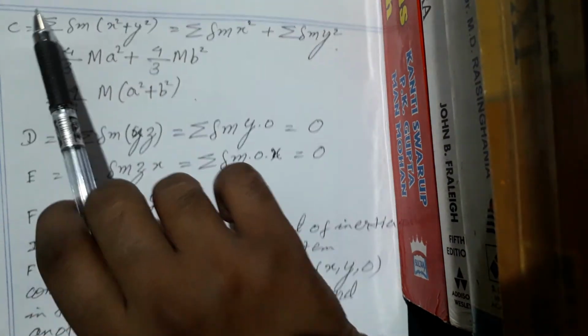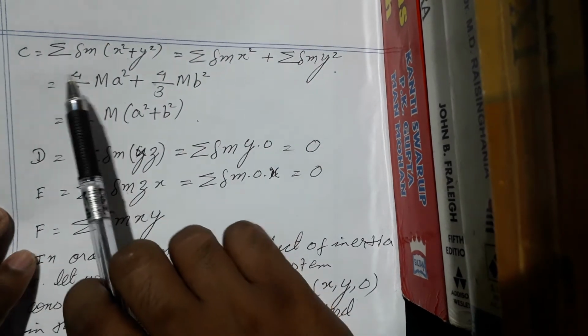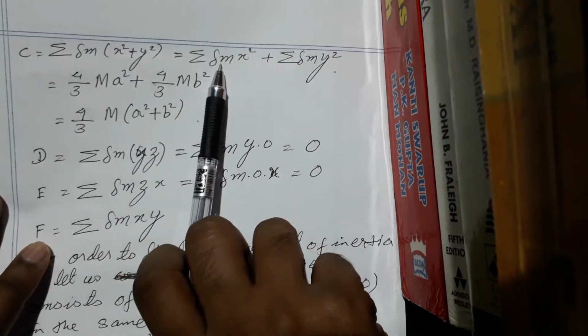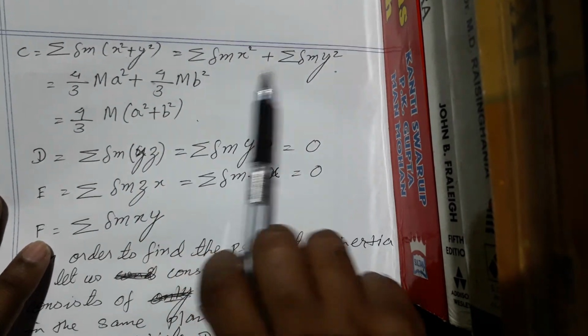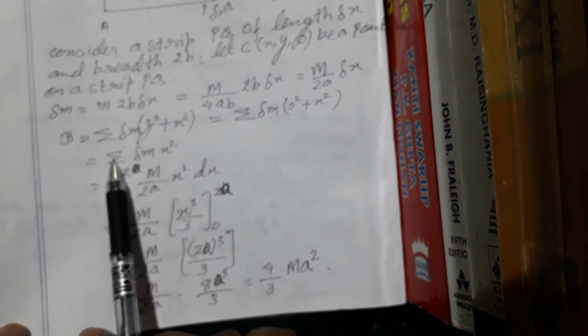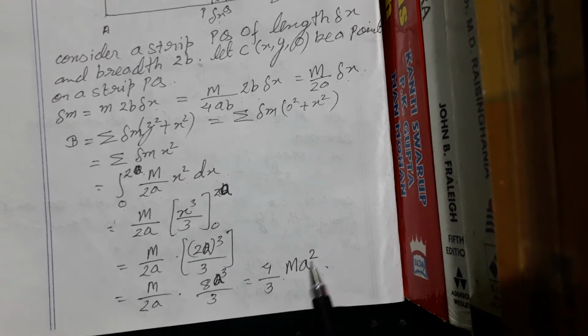So here we are trying to find C, which is nothing but the moment of inertia about the z-axis, which is equal to summation delta m (x squared plus y squared), which is equal to summation delta m x squared plus summation delta m y squared. So for summation delta m x squared, we have already derived it, and it is 4 by 3 m a squared.